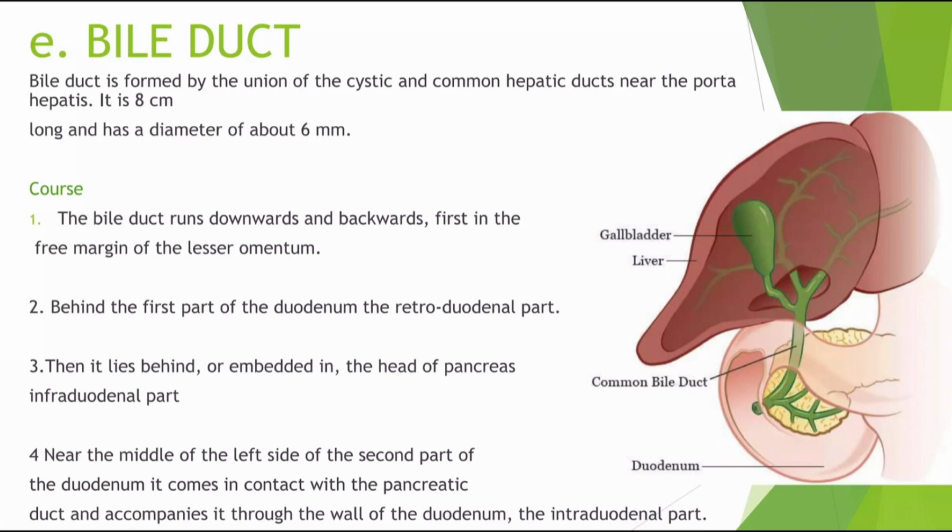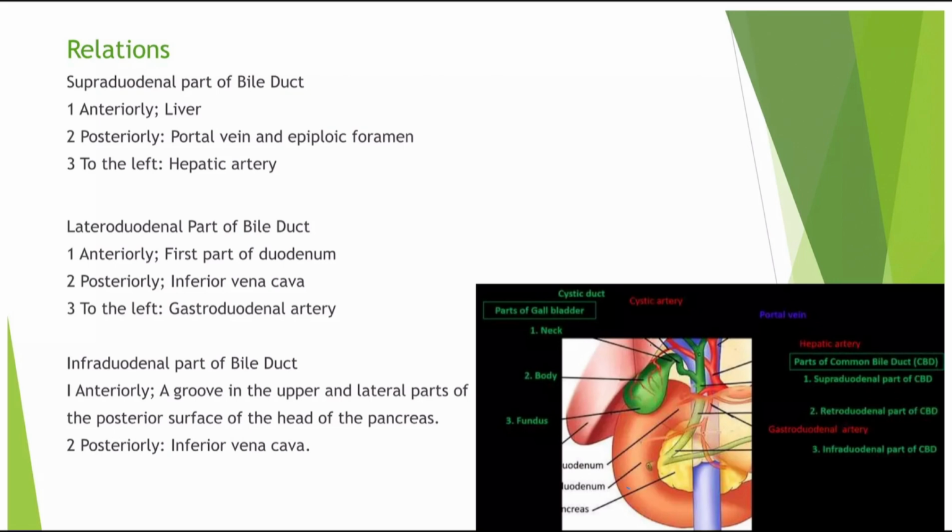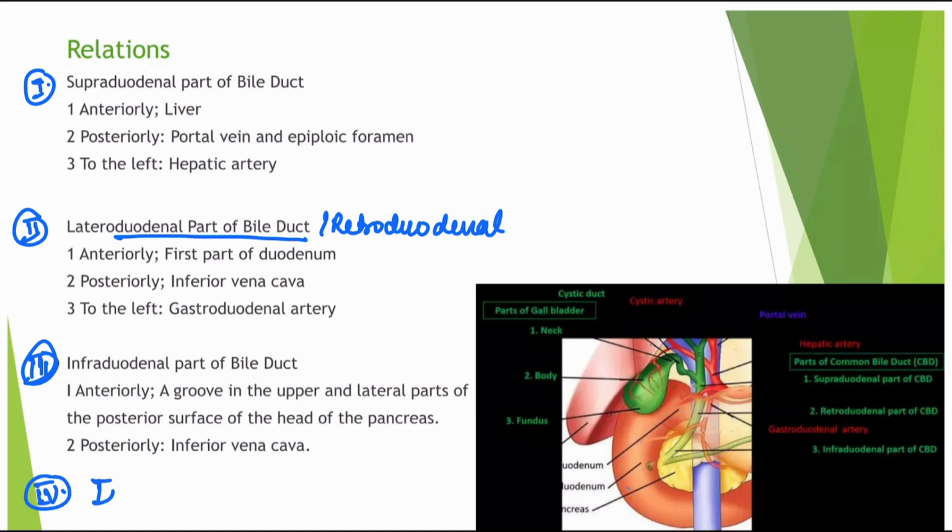The important thing to study is the relations of this common bile duct. This common bile duct is divided into four parts. First, the supraduodenal part, then the duodenal part, also known as the retroduodenal part, just behind the duodenum. Then third is infraduodenal, below. Then the fourth part is intramural, in the wall of the duodenum. So we will see the diagram and then study the relations.